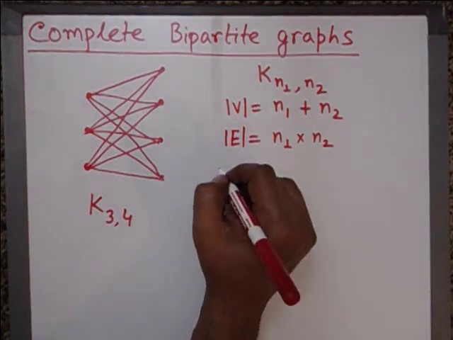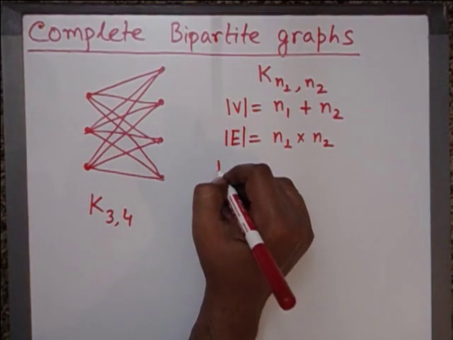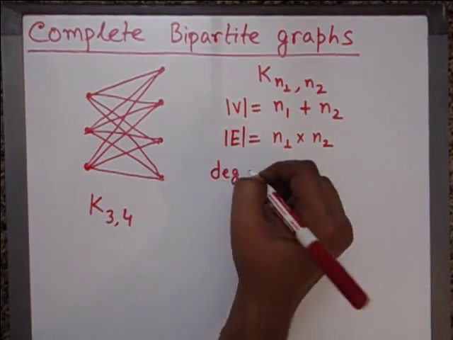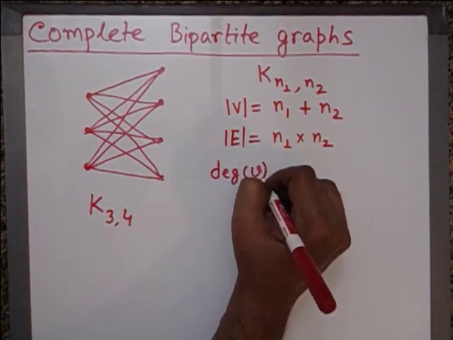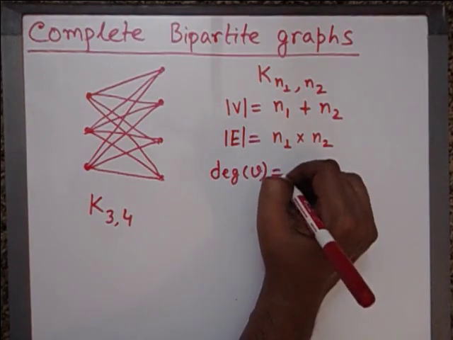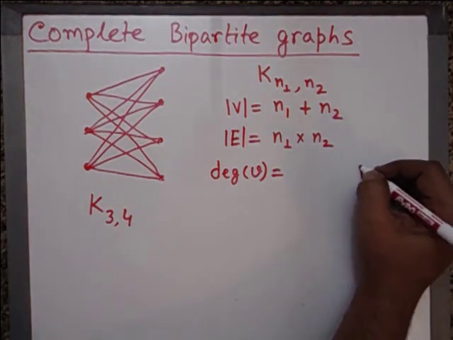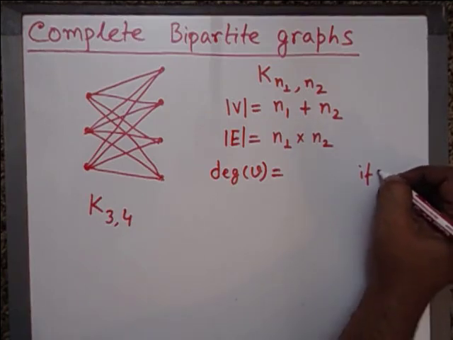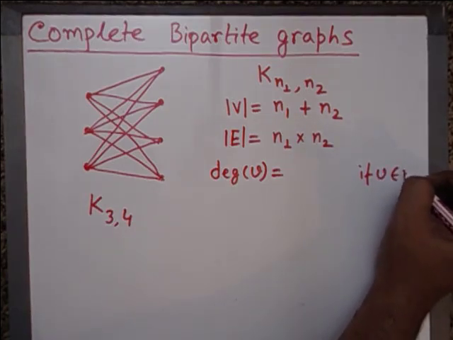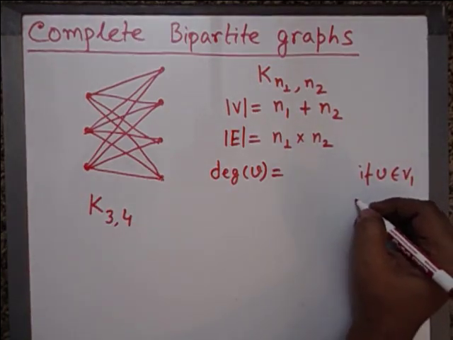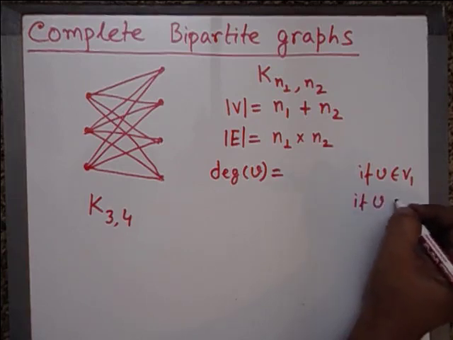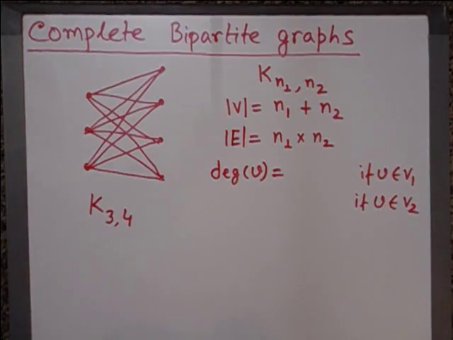And degree of a vertex. Now that gets a bit complicated compared to the previous ones. So when you say degree of a vertex, it is not the same for all vertices. There are two cases. If it belongs to V1, the degree is different than if it belongs to V2.